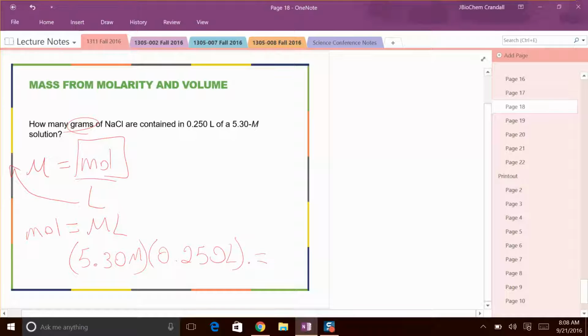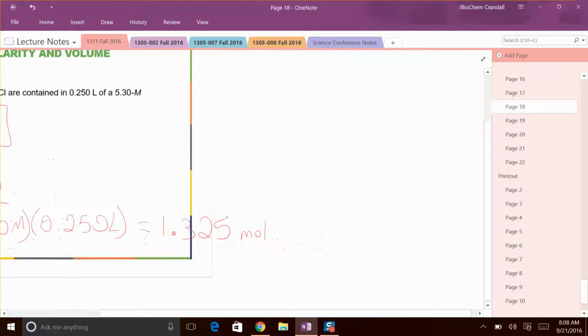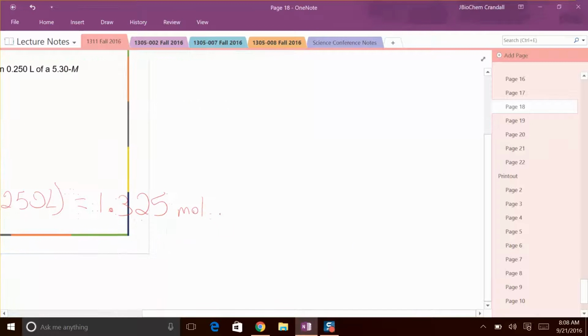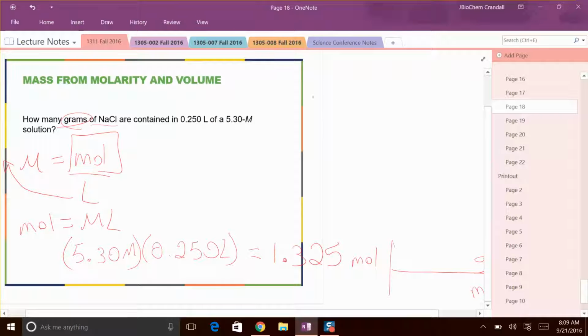Okay, what is that? Who can tell me? 5.3 times 2.50? 1 point what? 1.325 moles. Okay? So those are my moles. That doesn't answer the question though, right? The question is how many grams? So we're going to go to the grams from the moles. And this is for sodium chloride. Sodium chloride. So we have to find the mass of sodium chloride.